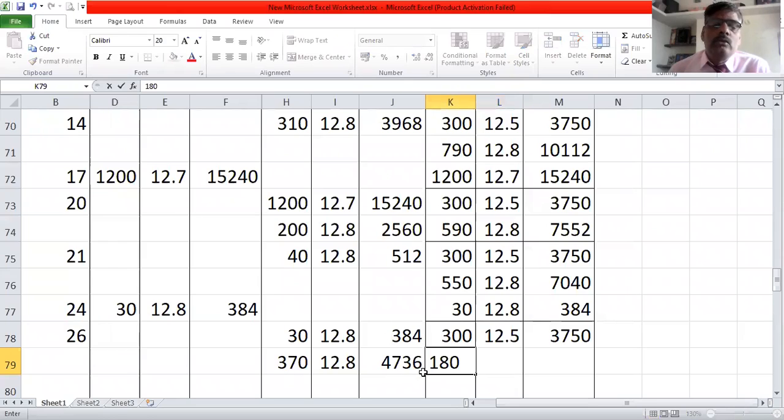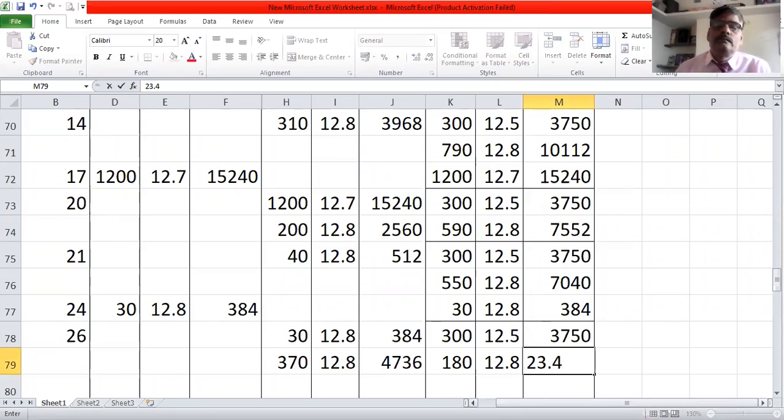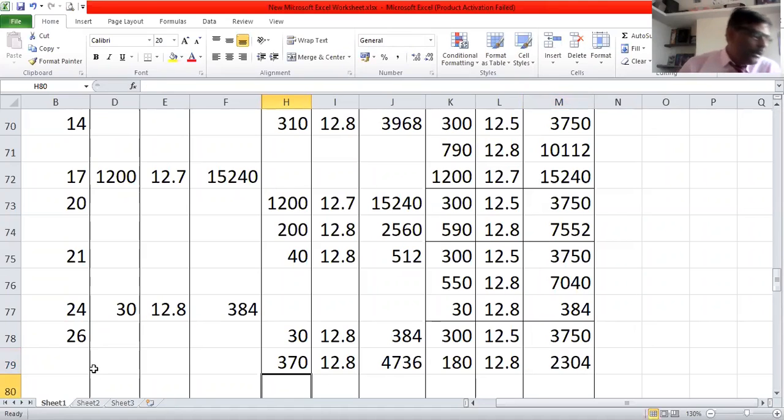550 minus 370 is equal to 180, at the rate of 12.8. 180 correct. Okay. Then you multiply these two. 180 into 12.8 is equal to 2,304. 2,304 is the balance. Okay. 26 completed. Next, 27 purchase is there.